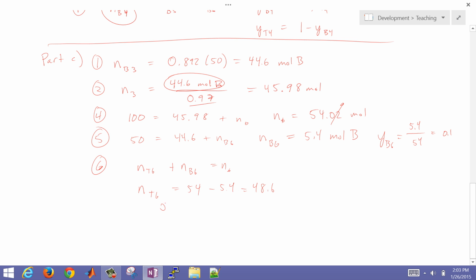so then a percent recovery in the end is going to be 97%. So 48.6 divided by 50 times 100. Okay, so that concludes this problem, and just remember to start with 0 degrees of freedom and then work on through.